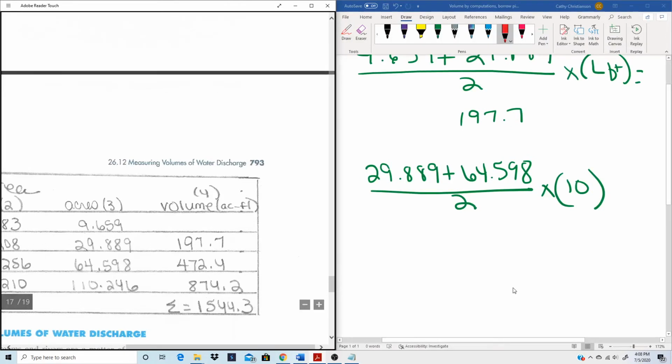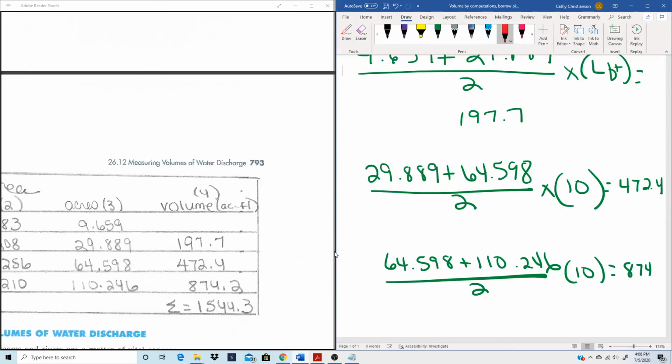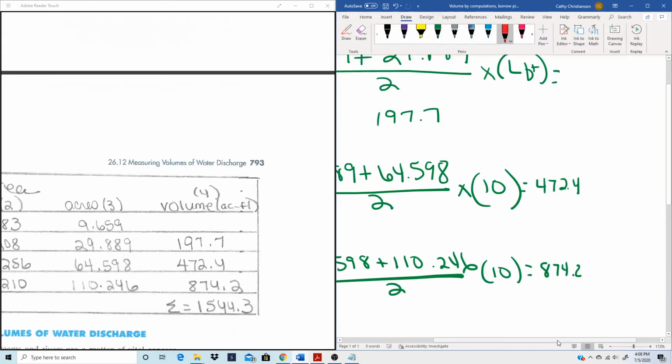And you should get 472.4. And then the last one would be 64.598 plus 110.246 divided by 2 times 10. You should get 874.2. And then you would just total all your volumes up. So if I total all those up, I've got 1544.3.